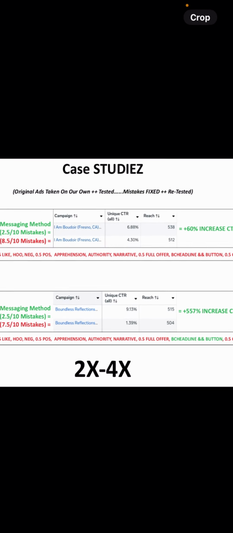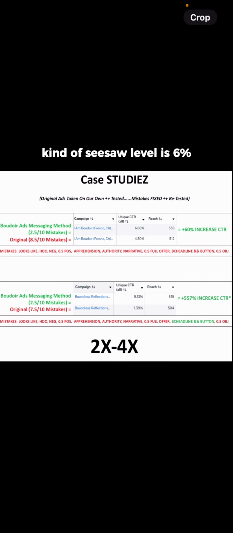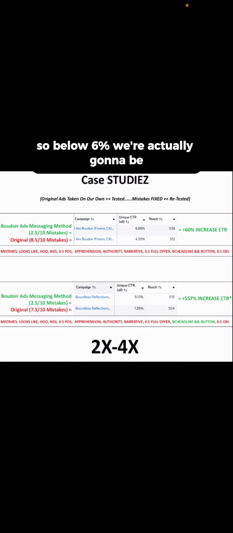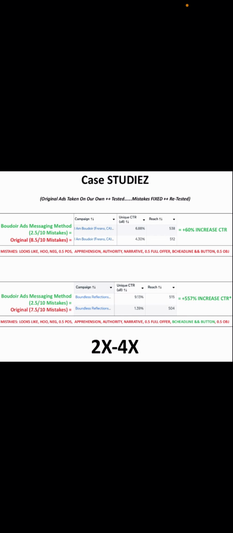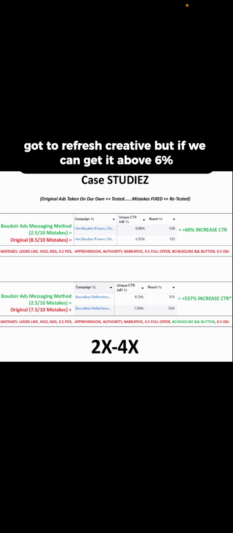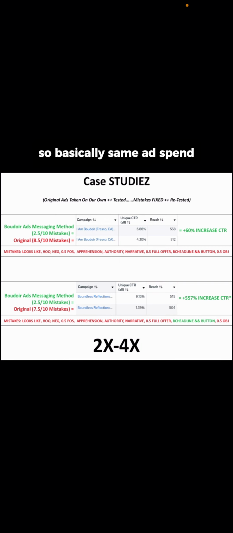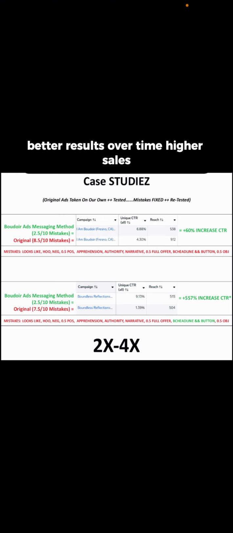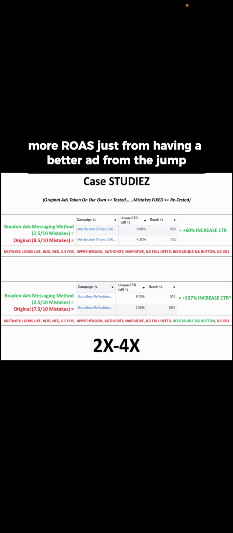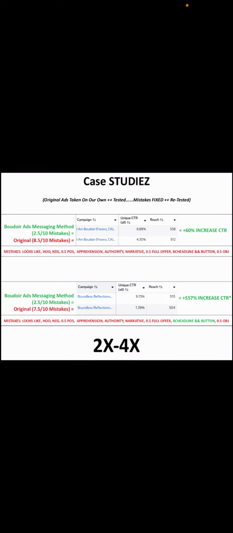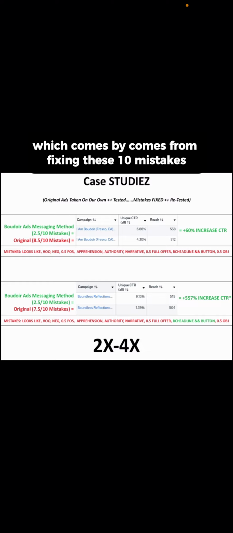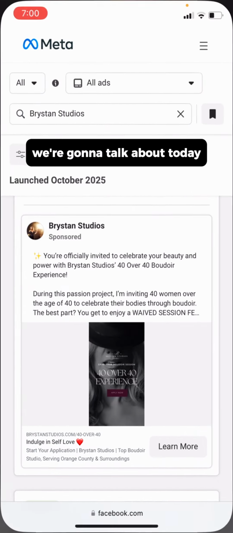And the seesaw level is 6%. Below 6%, we're going to see ads with the same ad spend and decreasing results over time. So they burn out, die out, and we've got to refresh creative. But if we can get it above 6%, there's a higher chance that we have an ad that sustains and scales. So basically, same ad spend, better results over time, higher sales, more ROAS, just for having a better ad from the jump, which comes from fixing these 10 mistakes we're going to talk about today.